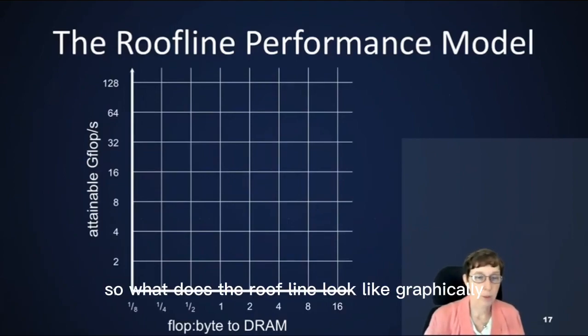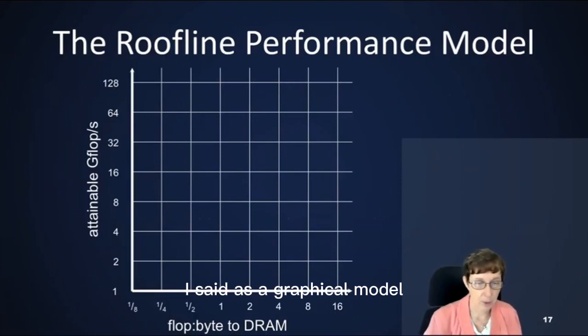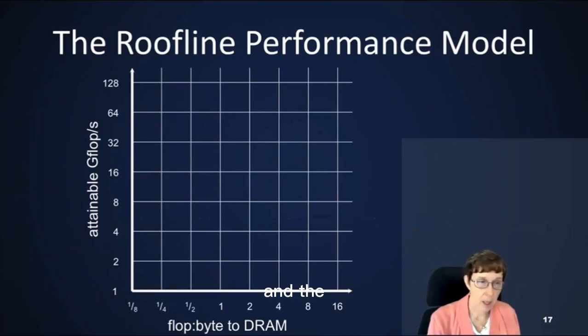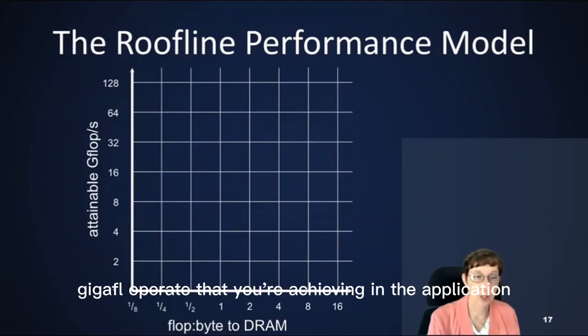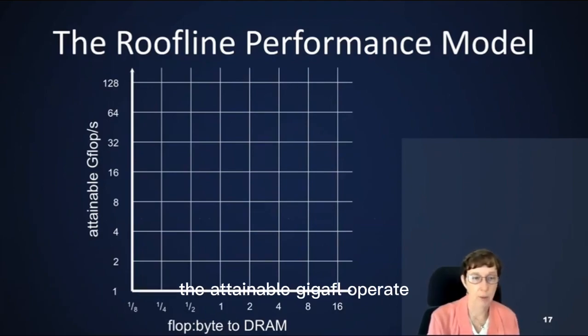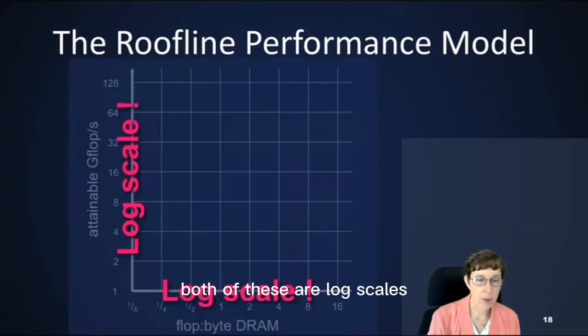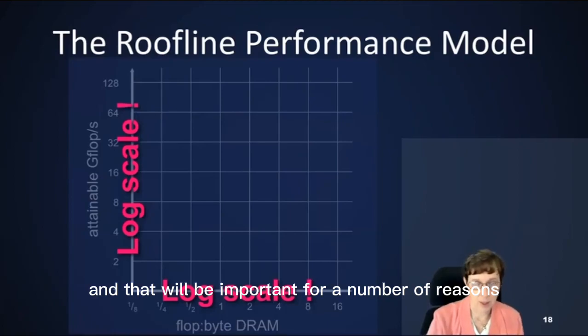So what does the roofline look like graphically? I said as a graphical model, and it's going to have the two axes are going to be computational intensity on the x-axis and the gigaflop rate that you're achieving in the application, the attainable gigaflop rate on the y-axis. And so it's fairly simple. Now it's important to notice that both of these are log scales. And that will be important for a number of reasons.